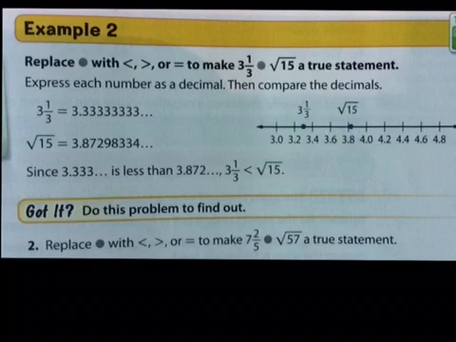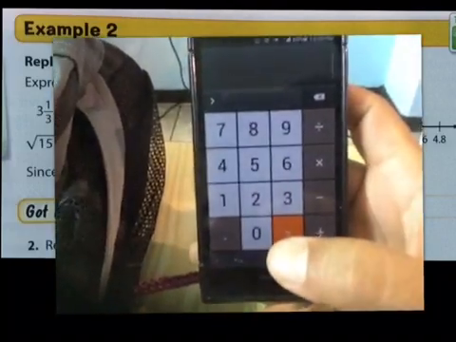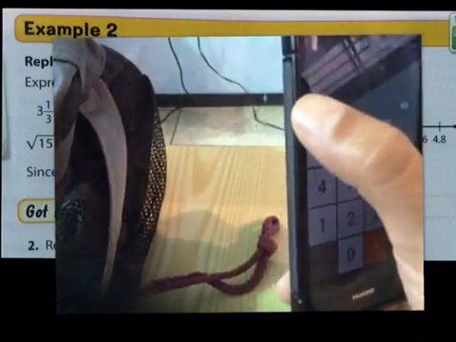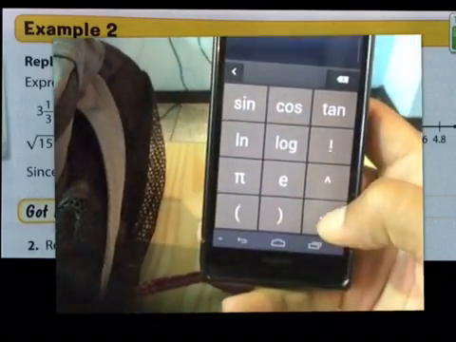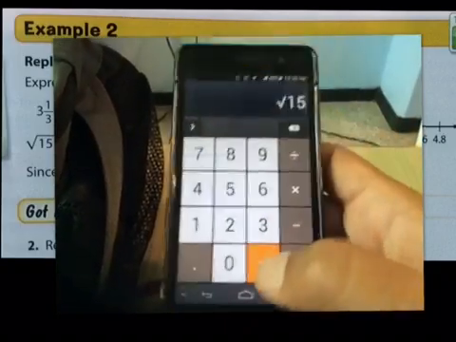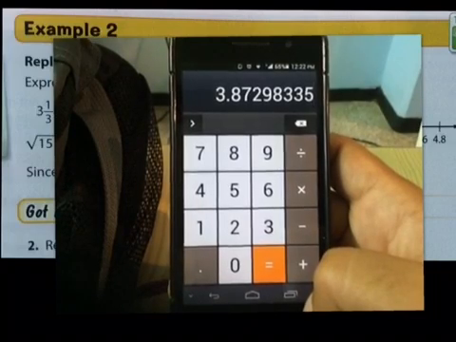For example 2, we're going to compare real numbers, where we replace the blank with less than, greater than, or equal to. We have two numbers here: 3 1/3 compared to the square root of 15. How do you find the square root of 15? You have to use your calculator. Here I have the calculator on my phone just to give you an example of how to do it. I'll go to the function key on my phone, and there's the square root sign. Now I type 15, and I hit equal. And there's my square root, about 3.87.